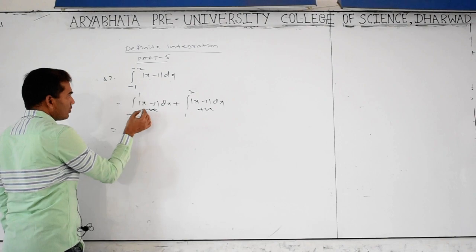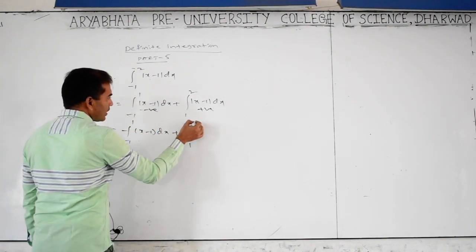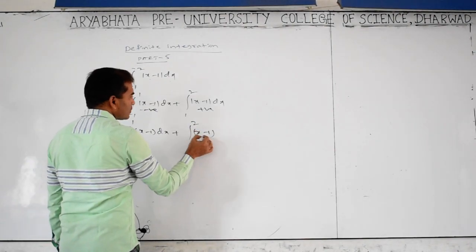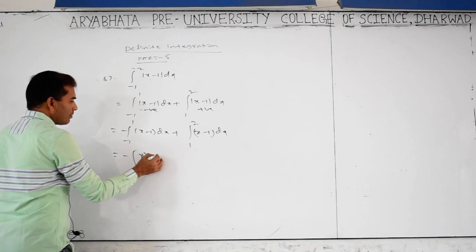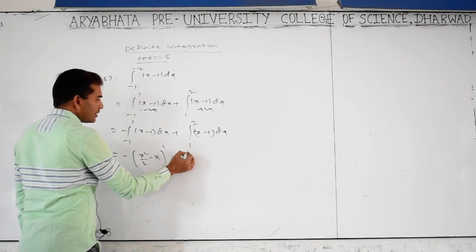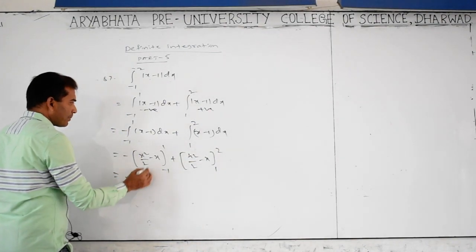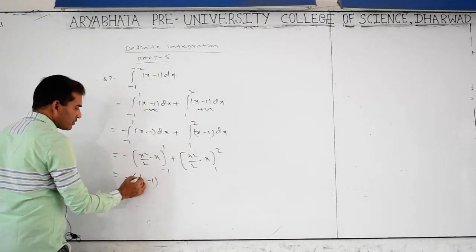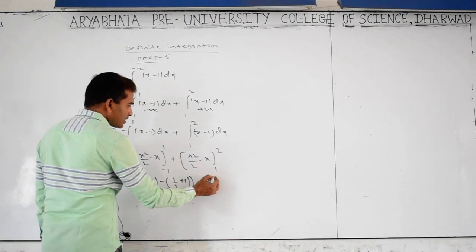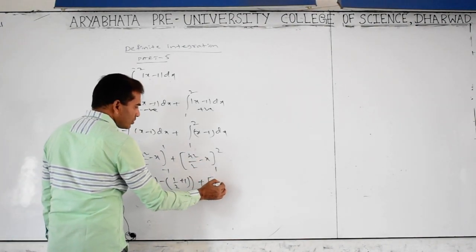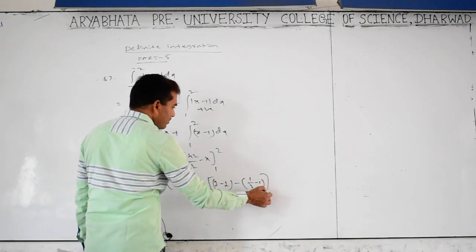So minus 1 to 1 it is negative, so minus of x minus 1 dx, plus 1 to 2 is positive, x minus 1 dx. So minus of x square by 2 minus x, limits minus 1 to 1, plus x square by 2 minus x, limits 1 to 2. Apply upper limit 1 by 2 minus 1, lower limit 1 by 2 plus 1, plus 2 square 4 by 2 is 2 minus 2, and lower limit 1 by 2 minus 1. Simplify, we will get the answer.